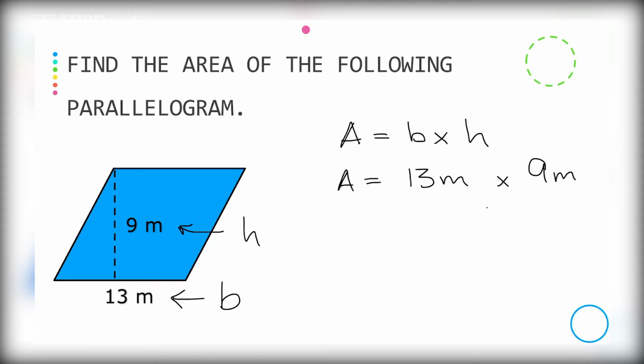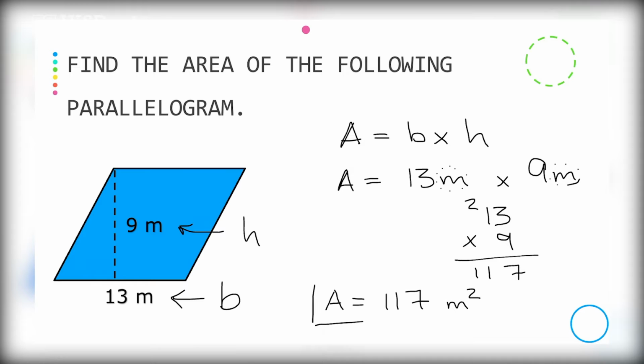So in order for me to do this, I'm going to do the multiplication very quickly over here. 3 times 9 is going to be 27. I carry 2. 9 times 1 is 9, plus 2 is going to be 11. So that means that the area of the parallelogram is going to be 117. And remember, since we are multiplying both meters, then the area is going to be meters to the power of 2. In other words, my area is going to be 117 square meters.